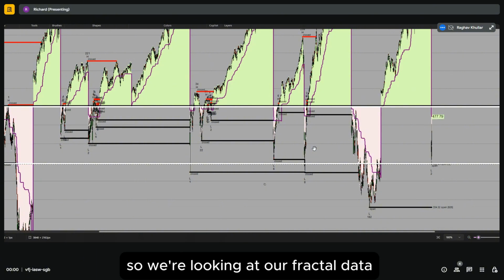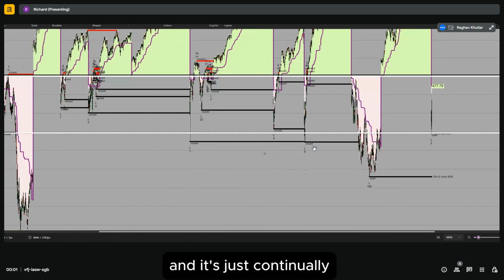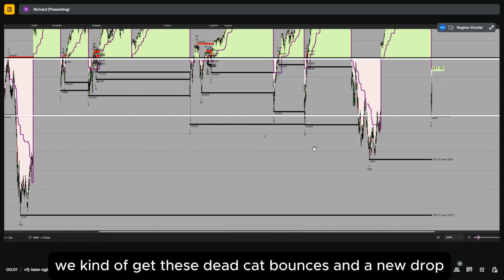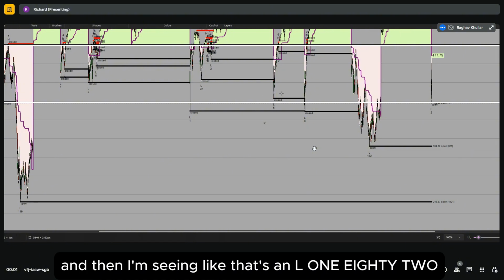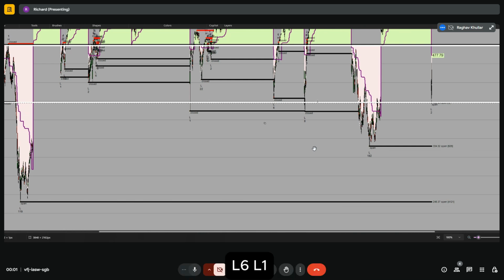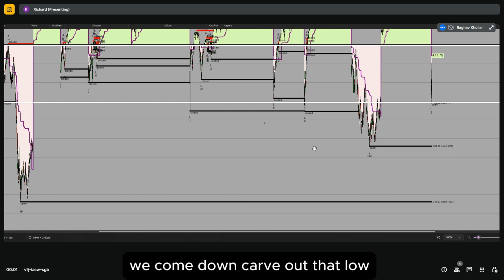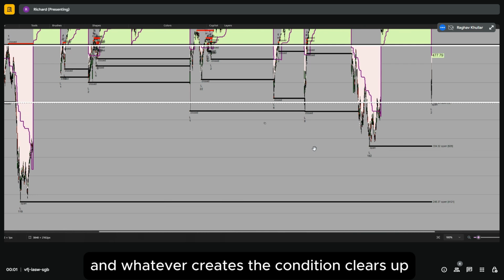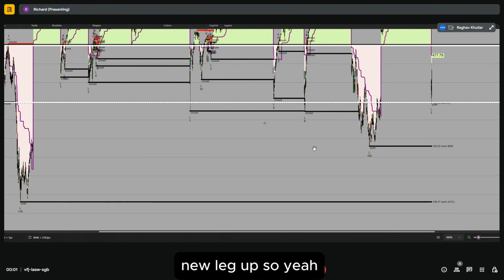That's a good point. When we're looking at our fractal data, I'm seeing two distinct waveforms. One is where we get below the vector and it's just continually dropping. We get these dead cat bounces and a new drop, and dead cat bounce and a new drop, and that's an L182. Then I'm seeing these L8, L6, L1, L22, where we just immediately V out. We come down, carve out that low, and whatever creates the condition clears up, and then we move back above pivot and carve out a new extension, a new leg up.